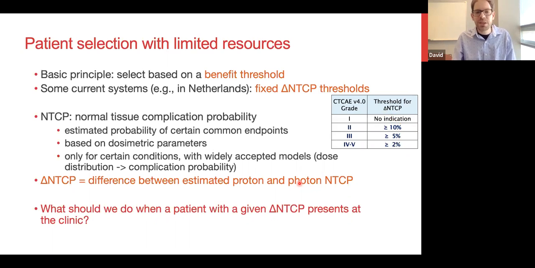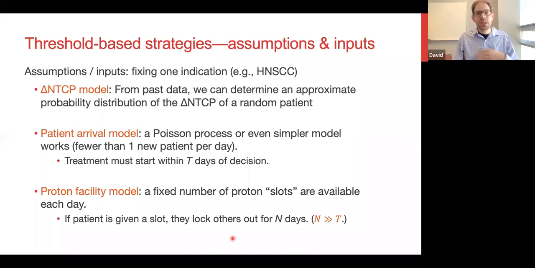And so again, the basic questions we were studying: what should we do, and can we do better than something like this when a patient with a given delta NTCP presents at the clinic? To study this, we need a bunch of assumptions and model inputs. First of all, we have to fix one particular indication to study. So in one of our studies, we were studying head and neck squamous cell carcinoma. It's a particular type of head and neck tumor. We need then a delta NTCP model for that particular indication. This is something that in principle is easy to do.